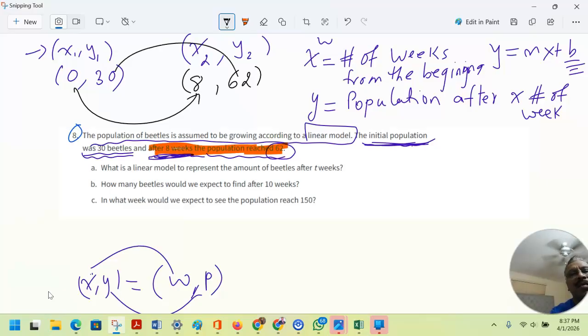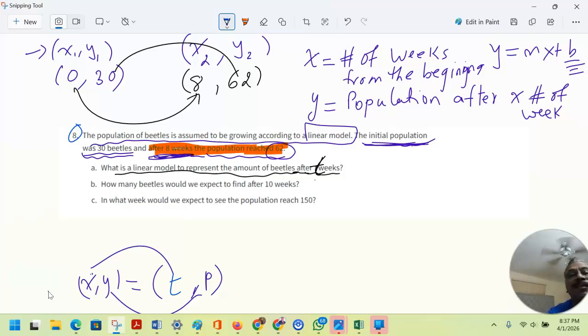The first thing is, what is the linear model to represent the amount of beetles after t number of weeks? Oh, they want us to use t weeks and not w. So we could change this instead of w. They want you to use t, so t stands for number of weeks. But it does not tell us the population, so P will be the population.